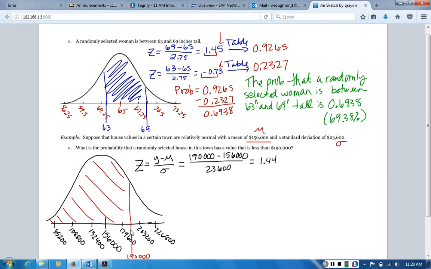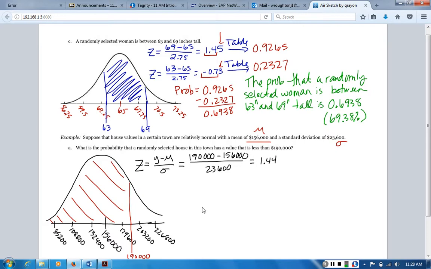Now usually at this point I ask you to think of a couple of things already. Let's go ahead and think, right? Our z makes sense because we're between 1 and 2 standard deviations above the mean. Above is why it's positive. It's between 1 and 2, just like I can see on my picture. I also know my answer is going to be bigger than 50% because everything to the left of 156,000 would be 50%. So I know my answer should be more.